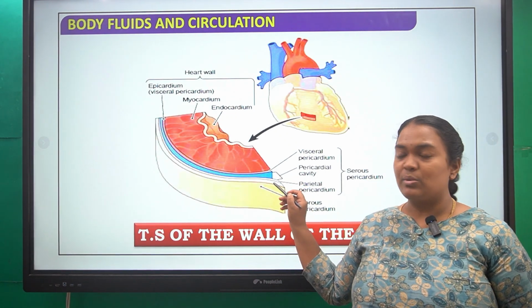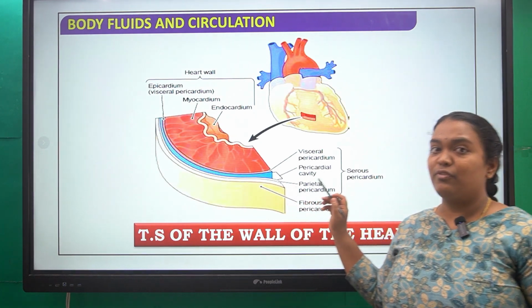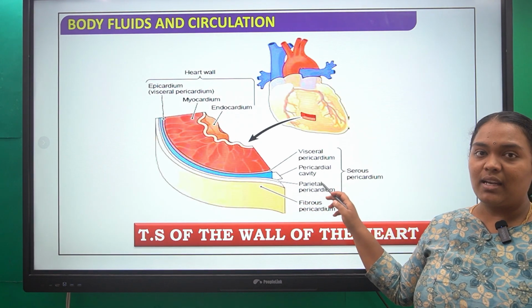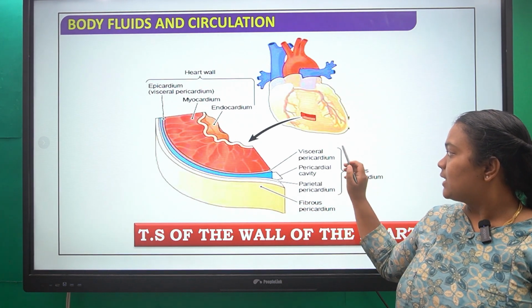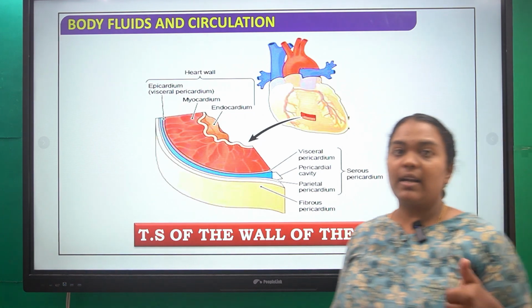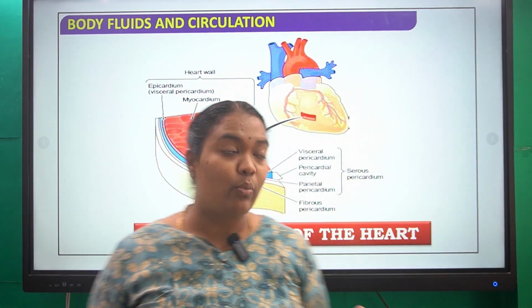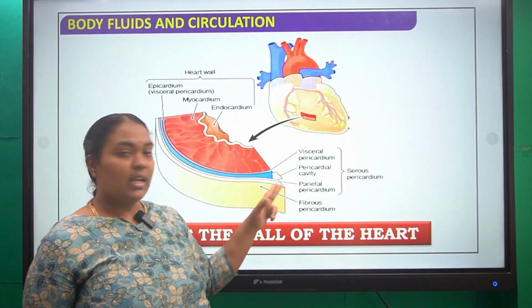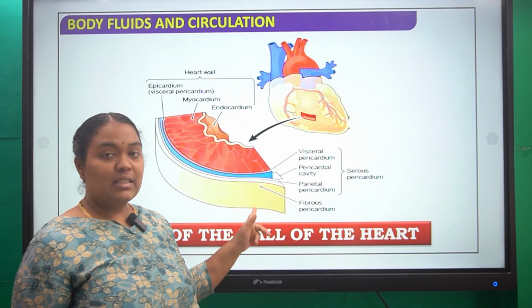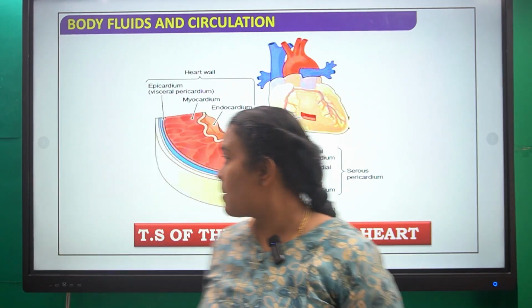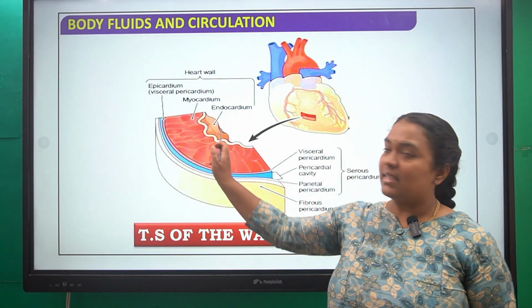In between these two layers there is a fluid which is 15 ml, which is nothing but the pericardial fluid. So this entire visceral pericardium, parietal pericardium along with the pericardial fluid is called serous pericardium. And you can see these three structures.